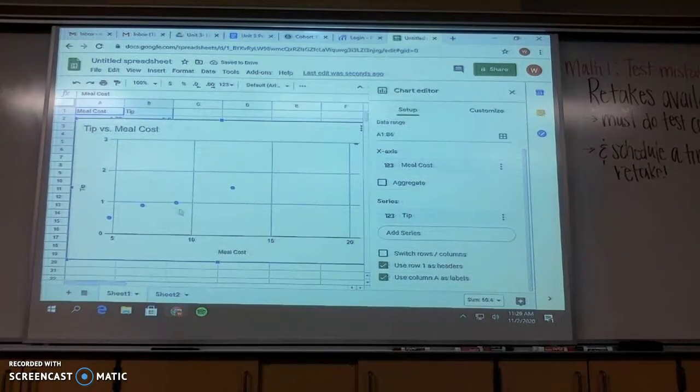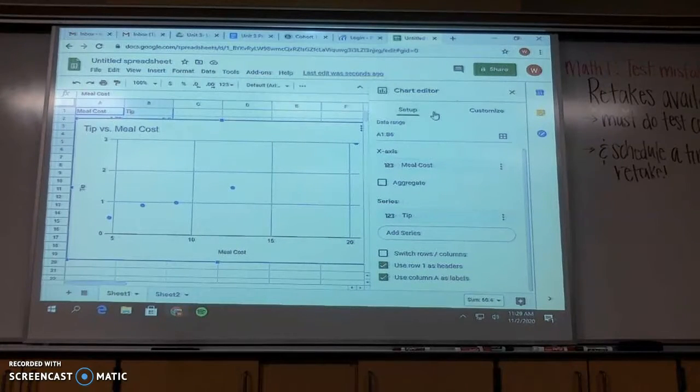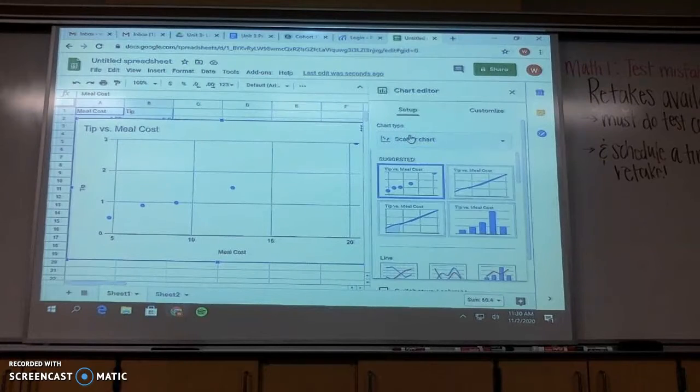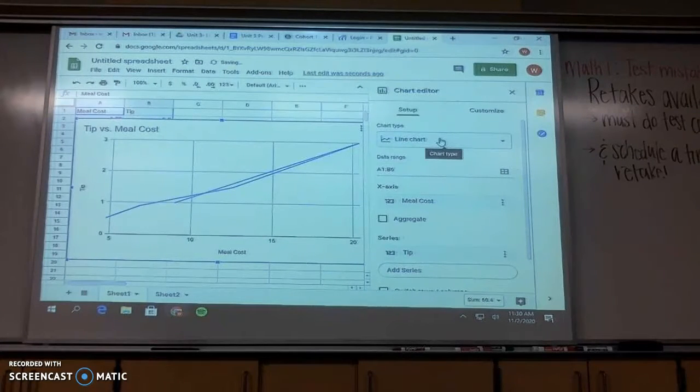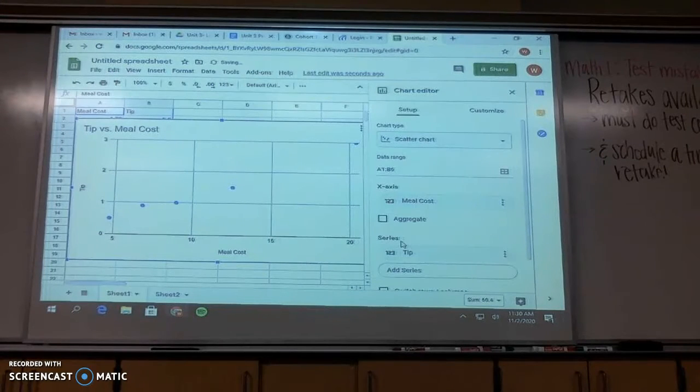It pulls up a graph for you. Insert, Chart. You're going to get the one that says Chart Editor. Yours might look a little different depending on how updated your Google Docs is. I'm going to come down here under Setup and make sure that Scatter Chart is selected for chart type. Sometimes it automatically picks the line chart, so scroll down to where you see Scatter Chart.